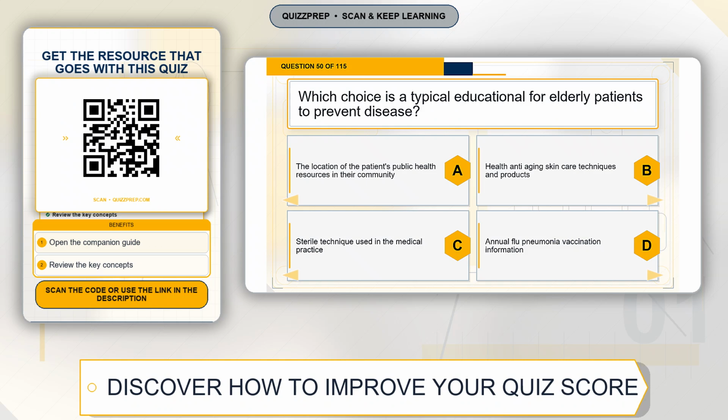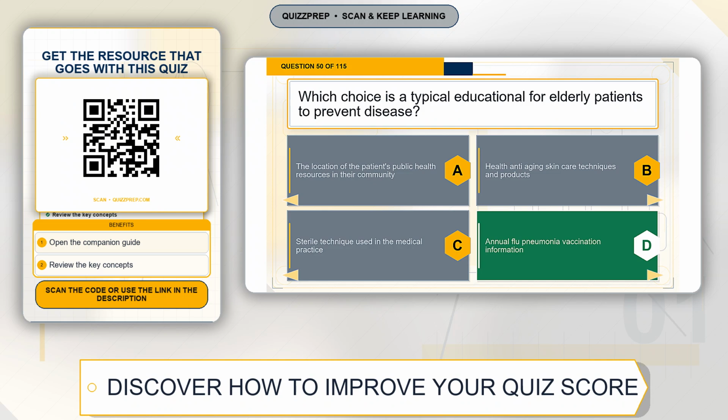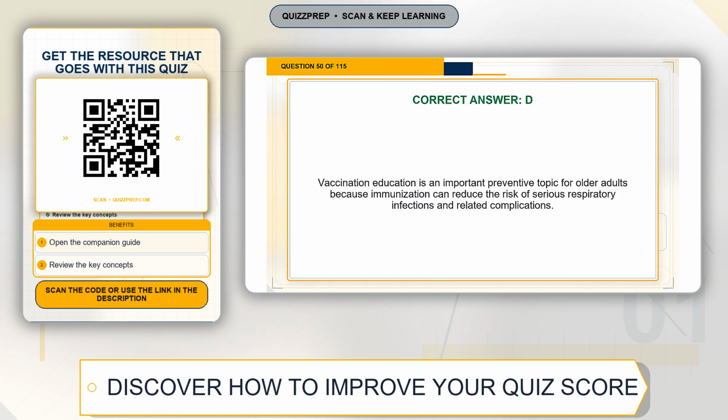Question 50. Which choice is a typical educational topic for elderly patients to prevent disease? Option A, the location of the patient's public health resources in their community. Option B, health anti-aging skin care techniques and products. Option C, sterile technique used in the medical practice. Option D, annual flu pneumonia vaccination information. The correct answer is option D, annual flu pneumonia vaccination information. Explanation. Vaccination education is an important preventive topic for older adults because immunization can reduce the risk of serious respiratory infections and related complications.